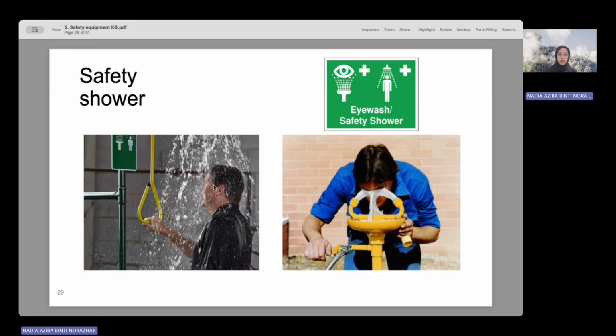This is the safety shower. There is a trigger here. We just pull, and then the water will come down and shower our chemical spill. And this is the eye wash station, where we directly wash our eyes, flushing down with water for 15 minutes.